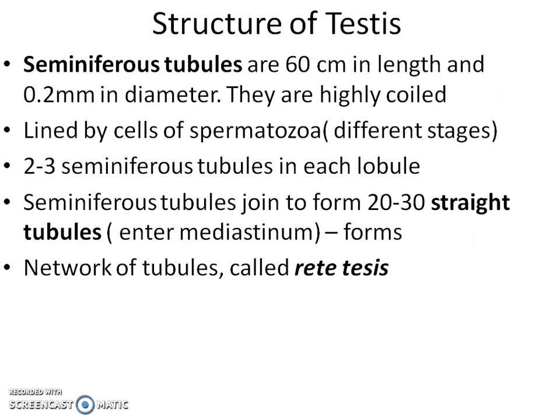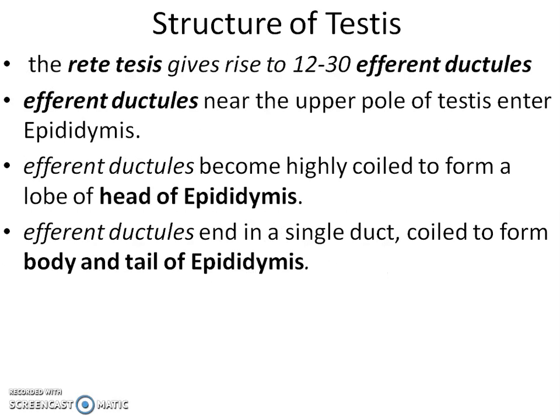The seminiferous tubules join together to form the straight tubules. The straight tubules form a network of tubules which is called rete testis in the mediastinum testis. From mediastinum testis, efferent ductules arise and they enter into the head of the epididymis, and from this head of the epididymis, these 12 to 30 efferent ductules join to form a single duct which is highly coiled, and it forms the body and tail of the epididymis.